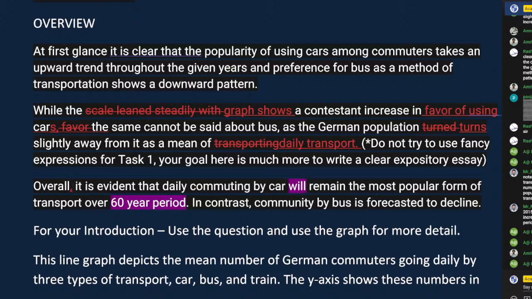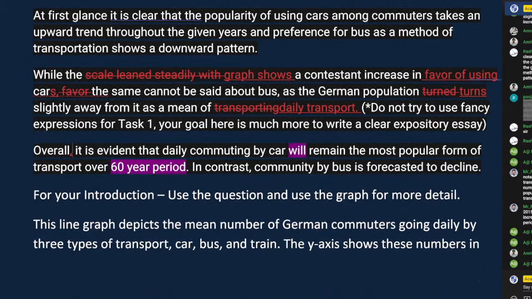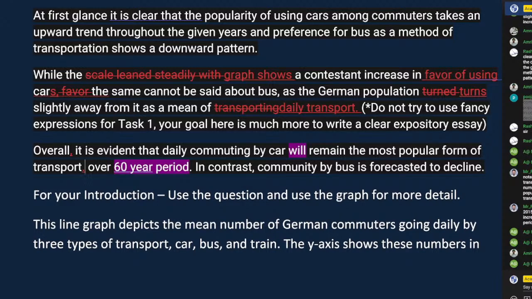I would do it this way, Pooja. Overall, I think you have a good start, but you don't need to overcomplicate. So overall, it is evident that daily commuting by car will remain the most popular form of transport. And I would actually put a period there. We've already said in the introduction that it's a 60-year period, Pooja. So will remain actually tells me, this word remain tells me that it is the most popular form of transport, okay?